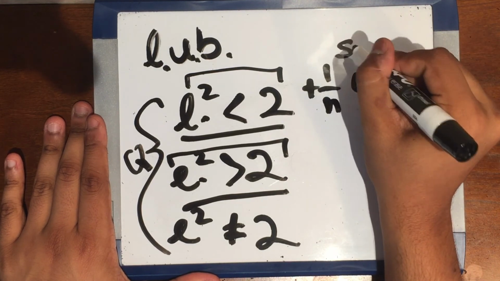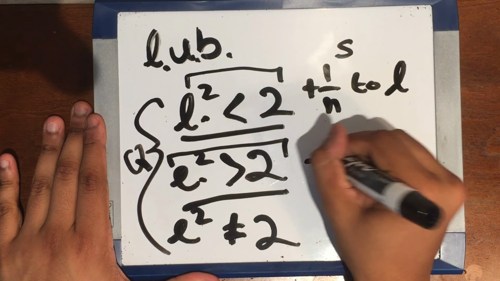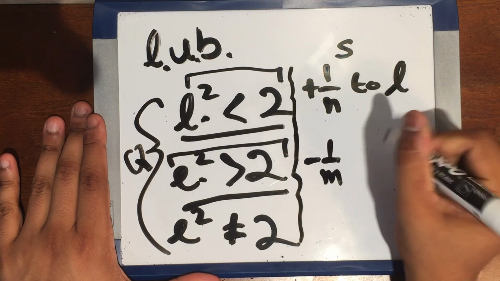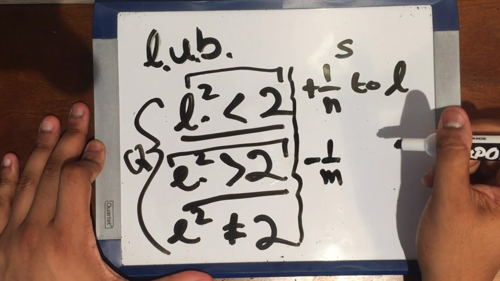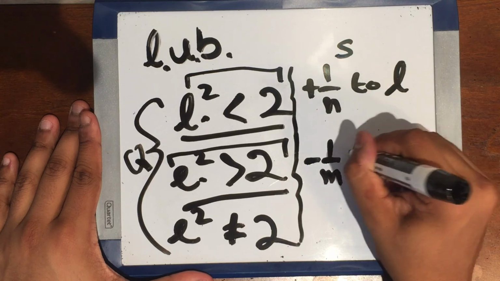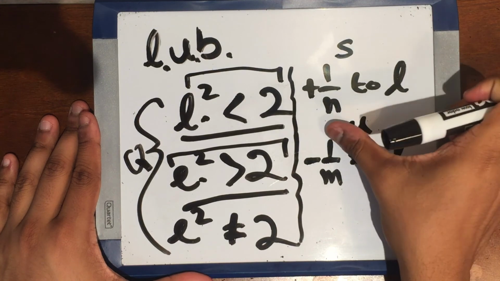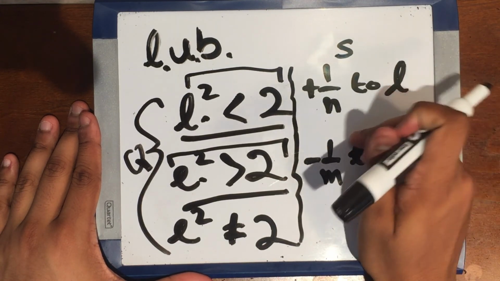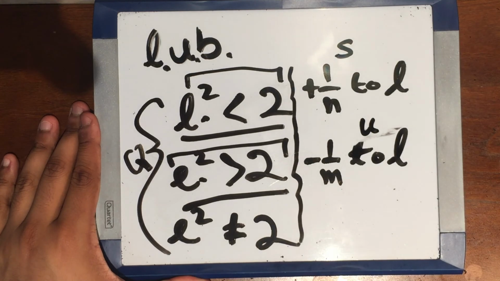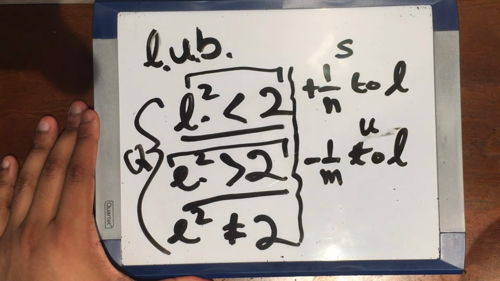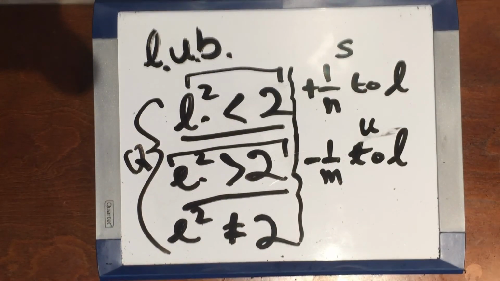Okay, and that number was when we added 1/n to L, right, and we created the number S. And then when we subtracted a number 1/m to L, let me just make a little line there, that number u. I cannot write today. And therefore we prove that if there exists a rational number that you can add to our L or subtract from our L, then obviously L isn't the least number or the greatest number, and therefore cannot be our least upper bound.